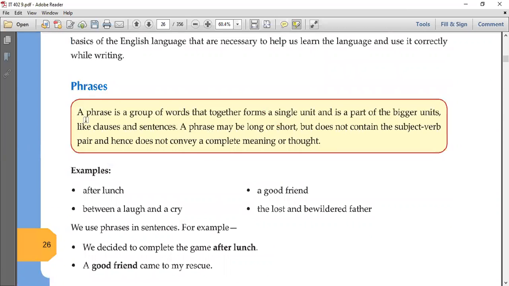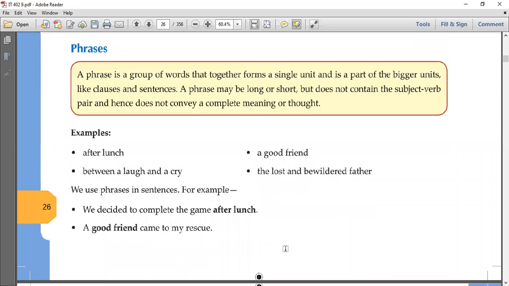First of all, we should know what phrases are. Phrases are a group of words that together form a single unit, right? And phrases are not complete sentences. Phrases sentences नहीं होते, वो किसी bigger sentences का part होता है, right? Like a good friend, after lunch, between a laugh and a cry. These are phrases. If you talk about we decided to complete the game after lunch, ये full sentence है. इसमें after lunch अकेला जो है वो एक phrase है, group of words है, right? So this is one unit and the full thing is a sentence. So phrase and sentence both are different.